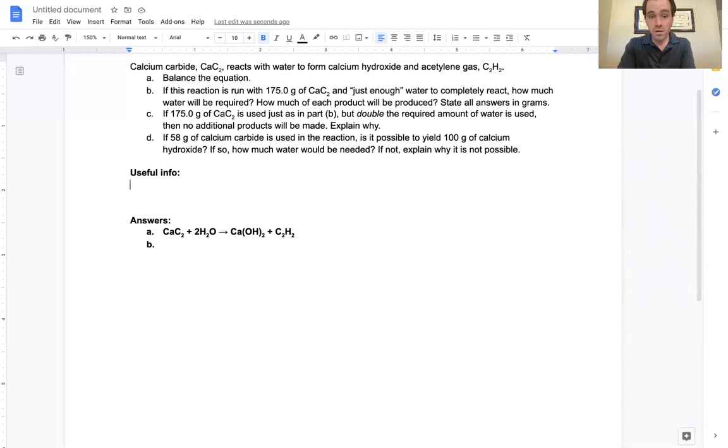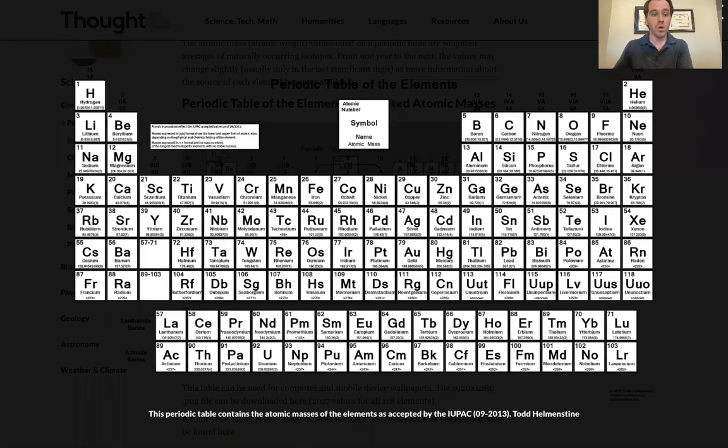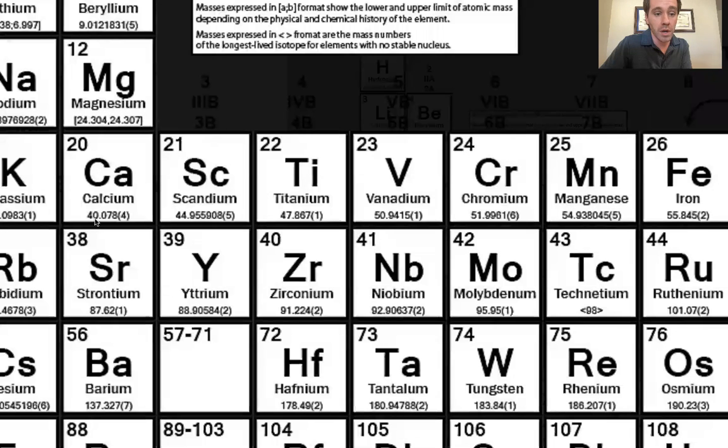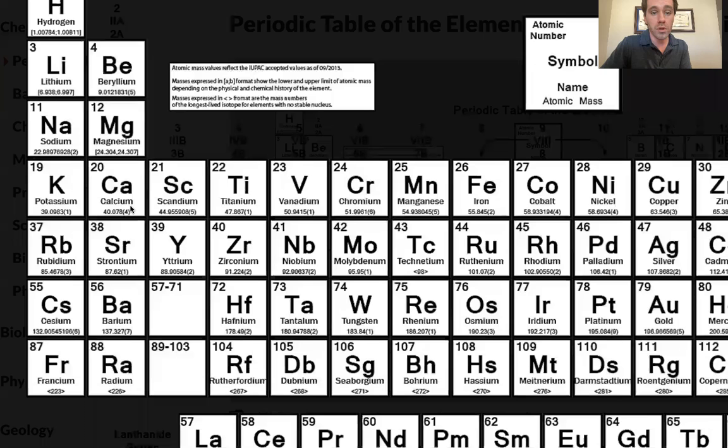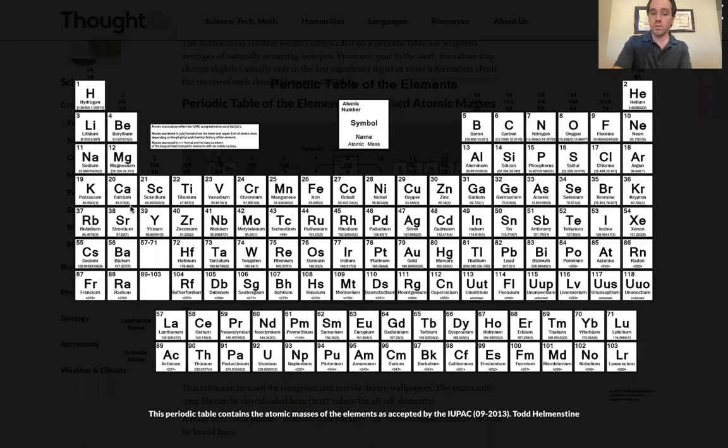Let's see, we've got calcium, which has an atomic mass of 40.078. I'm getting that right here. You can find this anywhere on the internet. There are billions and billions of periodic tables, and you probably have one from your class as well. 40.078. I'll write these down separately so I don't have to keep on going back. 40.078.